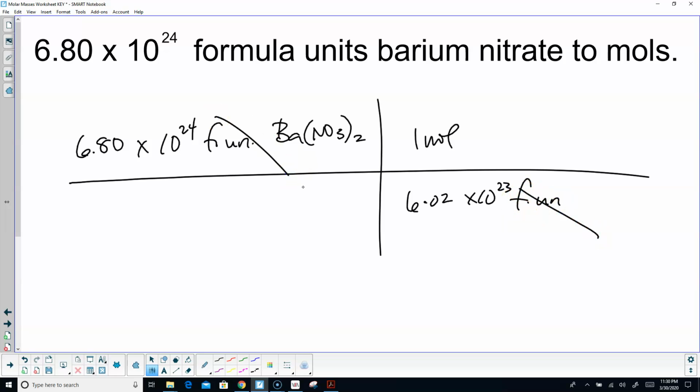Formula units cancel. I'm going to divide 6.80 EE24 by 6.02 EE23. You should have 3 sig figs in your answer. 11.3 moles. Well, my pen decided to stop working there in the last second. There, 11.3 moles of barium nitrate.